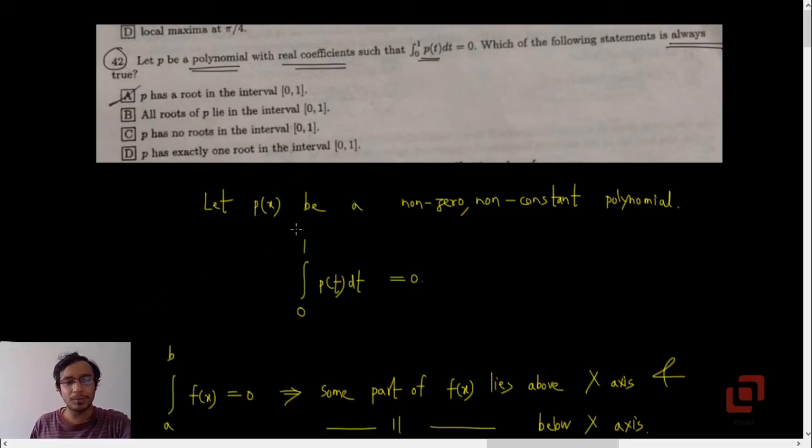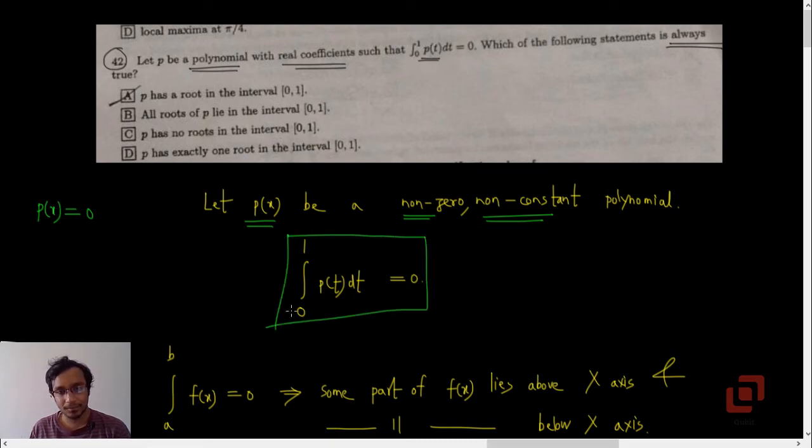Now to solve this problem, I am going to assume that our polynomial P is a non-zero non-constant polynomial. I assumed it to be non-zero because otherwise we will get the trivial solution, which will be inconclusive as far as the options are concerned. So this is the integral equation that is given to us: the integral from 0 to 1 of P of t dt is 0.